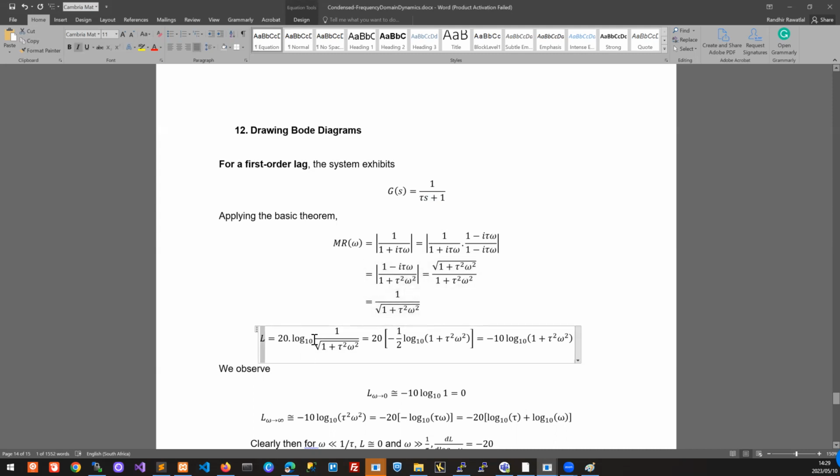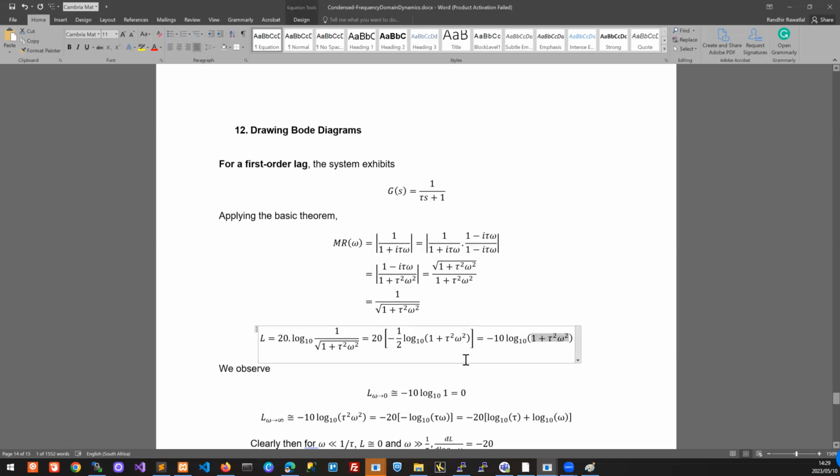And of course, we can rewrite the term in the log modulus as 1 plus tau squared omega squared raised to the power minus 1/2. And because it's a log, we can take the minus 1/2 in front here. So it's 20 times all that. So minus 1/2 times the 20 gives us the minus 10 here, and then the remainder of what's in the brackets there. So that's our formula for the log modulus.